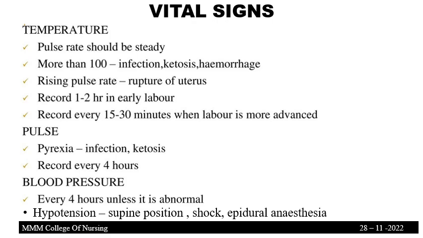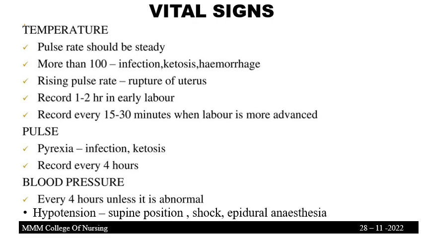And vital signs: the temperature should be monitored and the pulse rate should be steady. More than 100 represents infection, ketosis and hemorrhage. Rising pulse represents rupture of the uterus, and record every 1 to 2 hours in early labor. Record every 15 to 30 minutes when the labor is more advanced. If the pulse is increased, it represents pyrexia, and the pyrexia may be due to infection or ketosis, and you should record the pulse every 4 hours or every half an hour as the labor progresses.